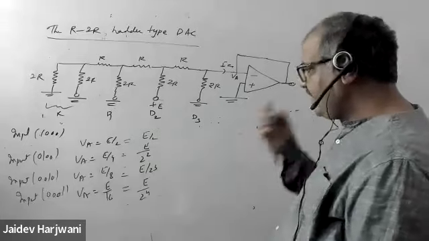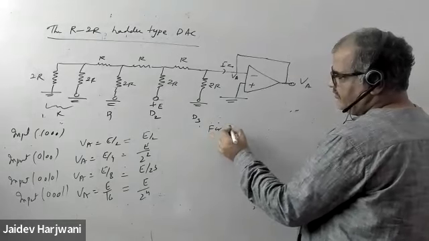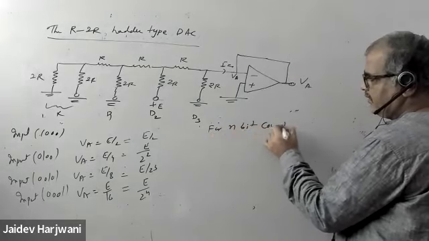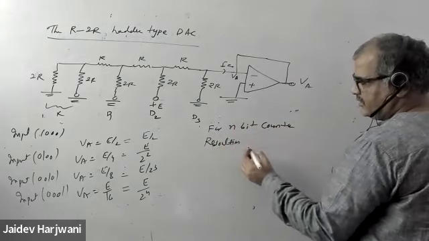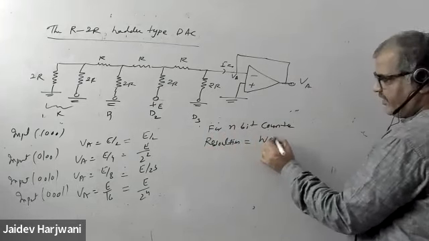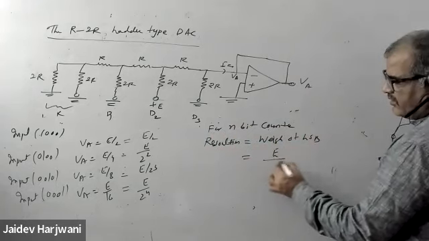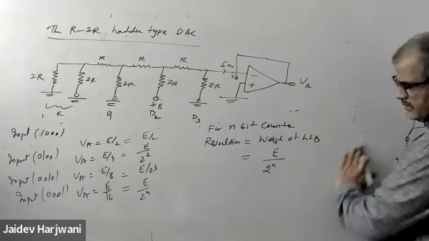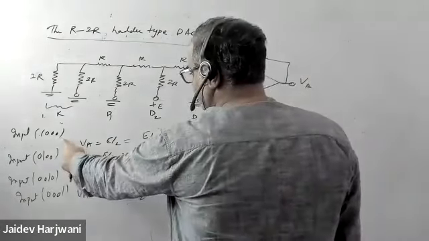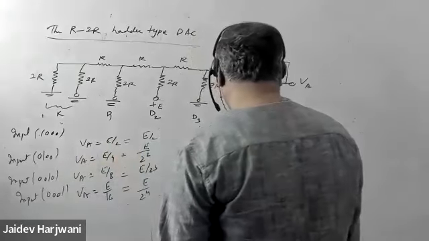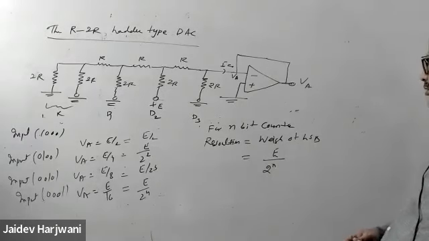Similarly, if you have an n-bit converter, then for the n-bit converter the resolution is equal to the weight of the LSB, which equals E upon 2 power n. Sorry, this is D3. This will be your resolution, and for the MSB it is E by 2.